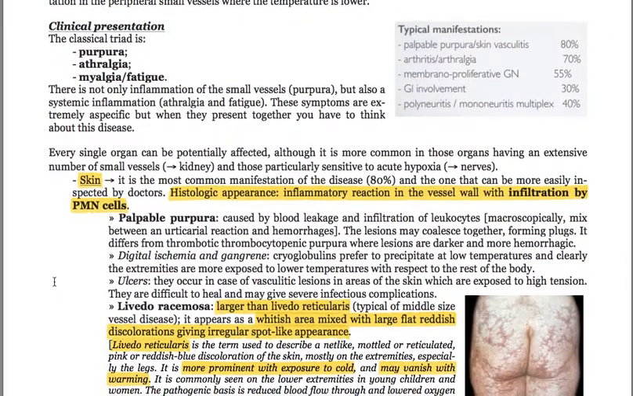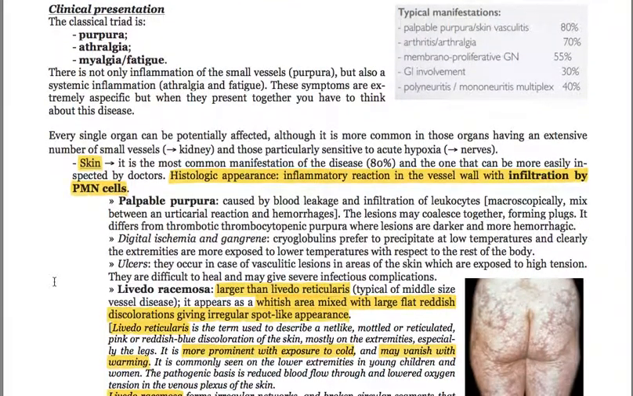So the clinical presentation is, we have a classic triad, which is purpura, arthralgia, and myalgia fatigue. There is not only inflammation of the small vessels, purpura, but also a systemic inflammation, arthralgia and fatigue. These symptoms are extremely aspecific, but when they present together, you have to think about this disease.